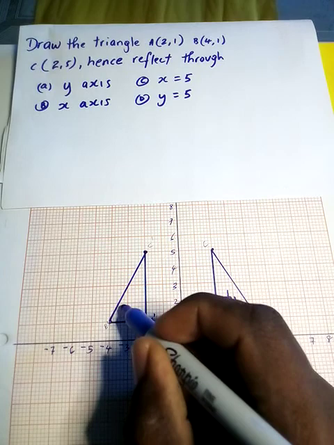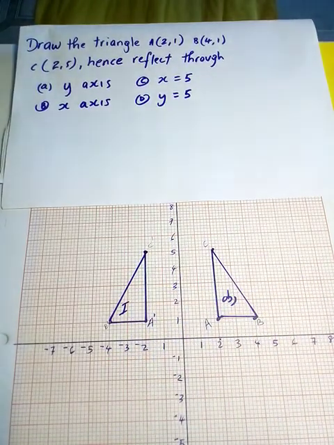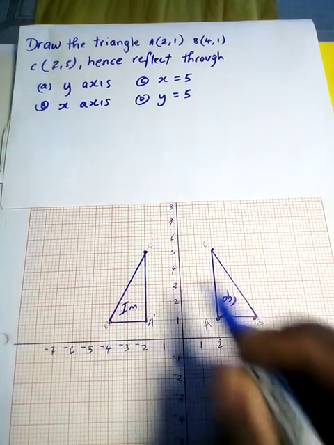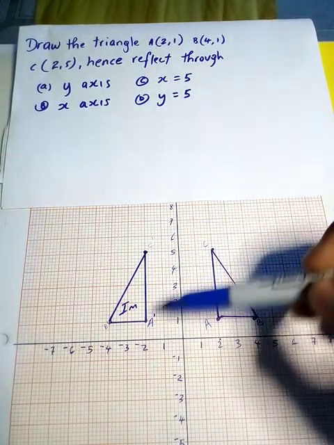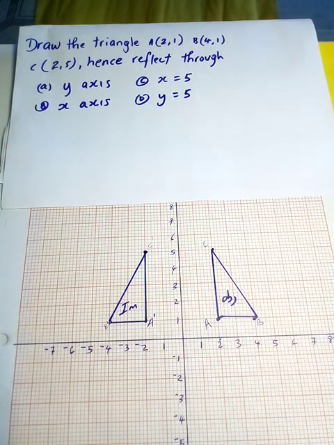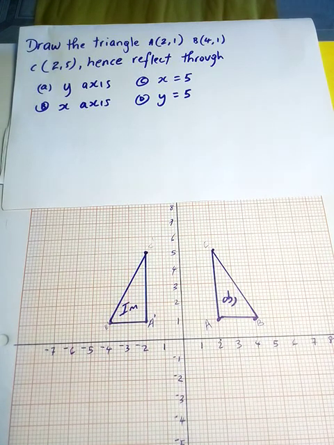And that's our image right here. You observe the length of the sides remain the same, so that's one property of reflection. The angles remain the same, another property. All right, so you observe it flips. So that's how you look when you're looking in the mirror. So we have just reflected the object through the y-axis.